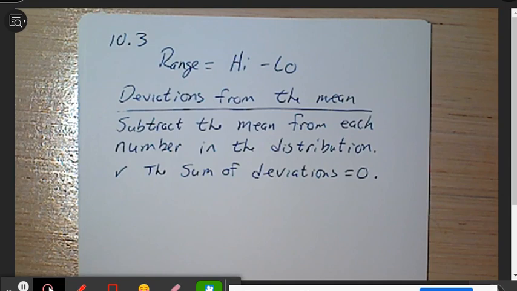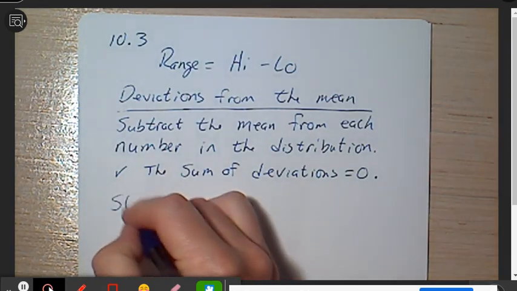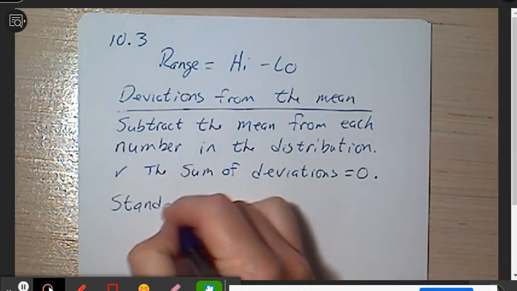And so with this, since the sum is always 0, people were trying to figure out some different things to do with it, and they couldn't work with the sum. So they're like, okay, well, just a regular deviation doesn't work. So then they came up with what they call a standard deviation.